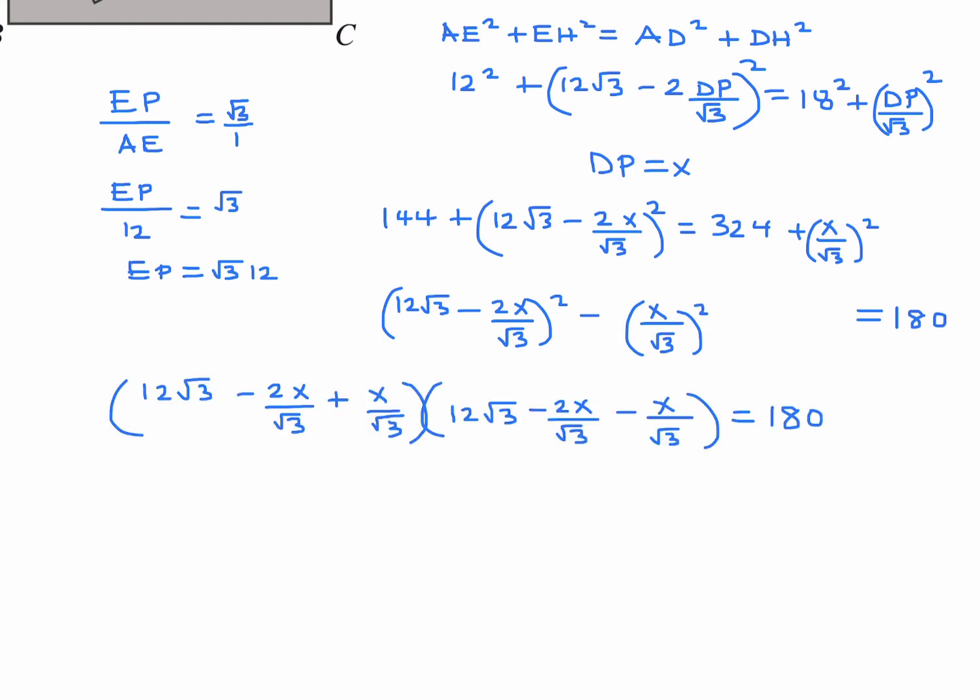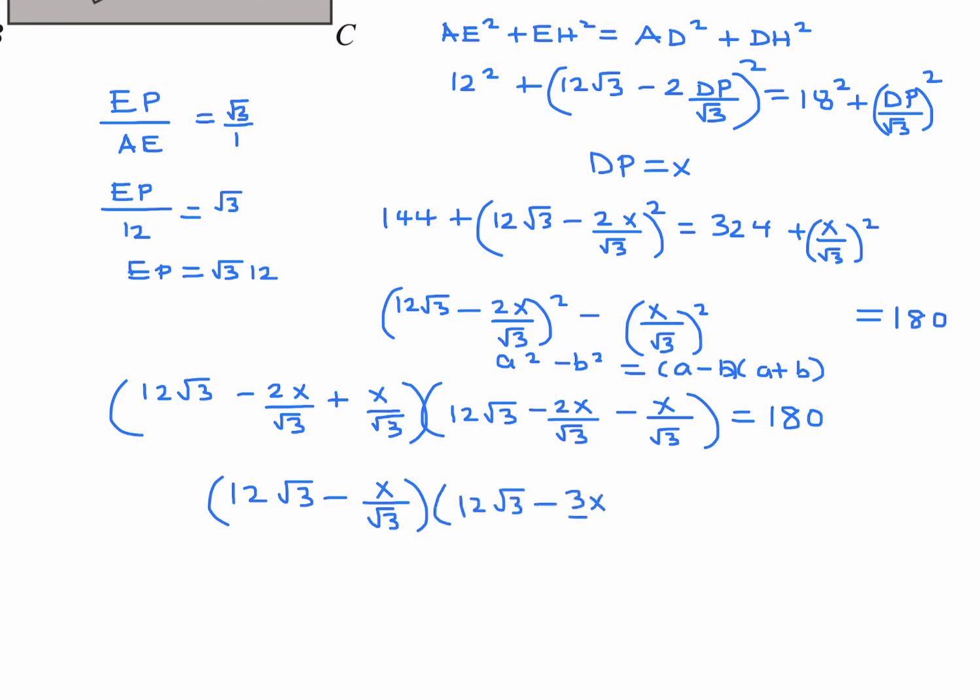Expanding, you get the following. I just actually factored it rather than expanding it. It's easier to do because this is sort of like a squared minus b squared, and that is a minus b, a plus b, like that. So this is what I get, and this allows me to very quickly solve. This just becomes 12 root 3 minus x over root 3, and this becomes 12 root 3 minus 3x over root 3, and that is equal to 180.